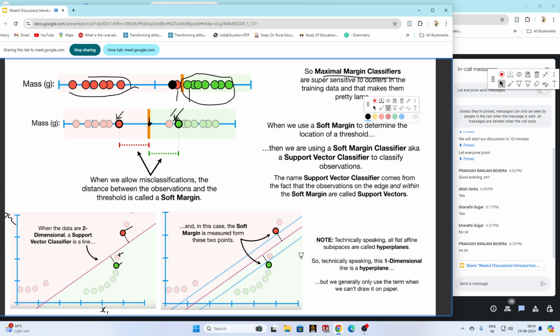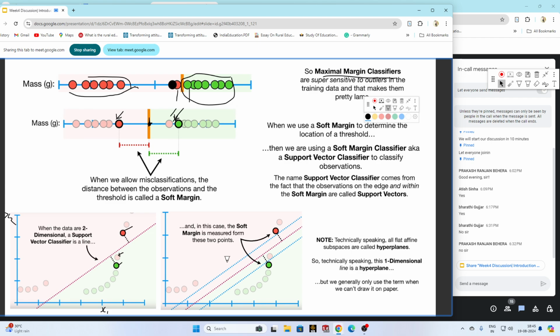So again I am repeating what I have told. If we have one dimensional data, then we can separate it by a single point, that is zero dimension. A point is a zero dimension. If we have two dimensional data like this, then we can separate the two classes by a line. This line is one dimension. Now if we have three dimension data, then we can separate it by a plane, and if we have four dimension data, then we can separate that by a hyperplane. So this is the thing.